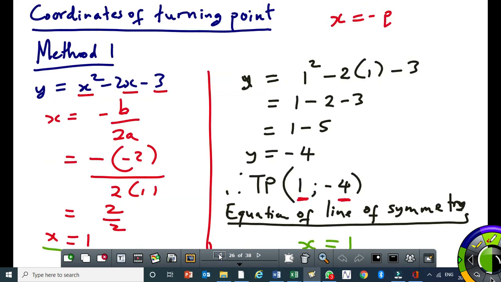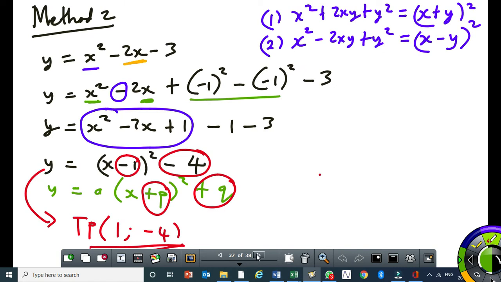Alright. So, you remember where I found the x value at the turning point? There is a method 3, and then I used method 2. Right? So let's put method 3.